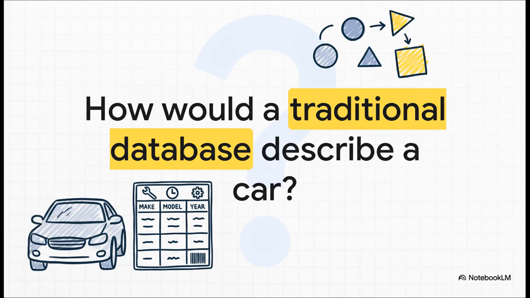Imagine you're building a database to keep track of cars. Your first instinct, probably, is to make a table. Columns for make, model, year, serial number. It's simple, it's clean, but does that list of facts really describe a car?